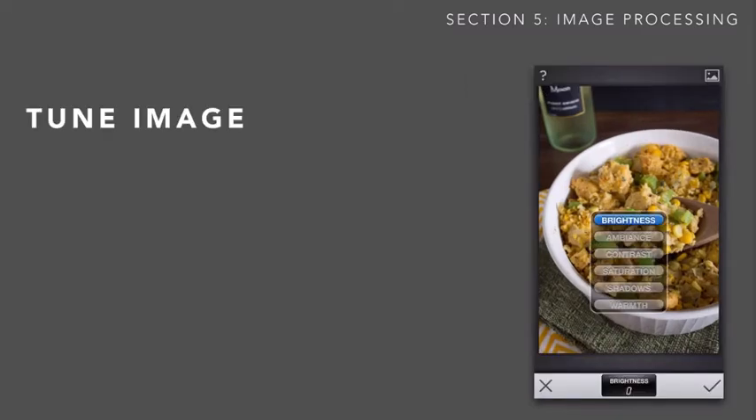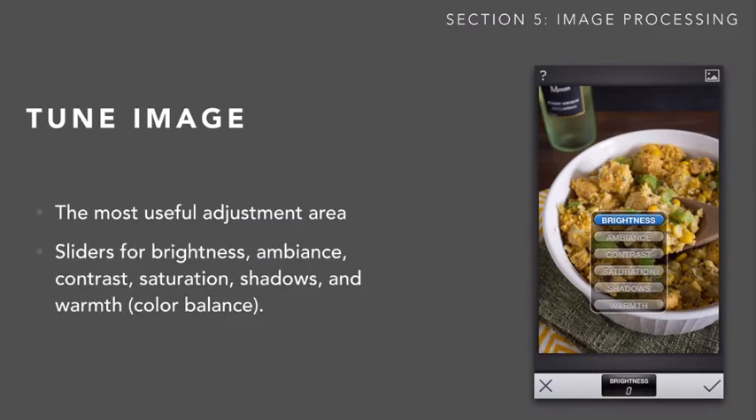The first is the Tune Image tab. This is where you get all your core effects, like the brightness, ambiance, contrast, saturation, shadows, and the warmth or color balance. And to use these, you put your finger on the picture and you slide up or down to get access to the menu. And when you hover over one of these items, like brightness for example, then you just slide your finger left and right to actually brighten or darken the image. So it's really efficient and it works really well.